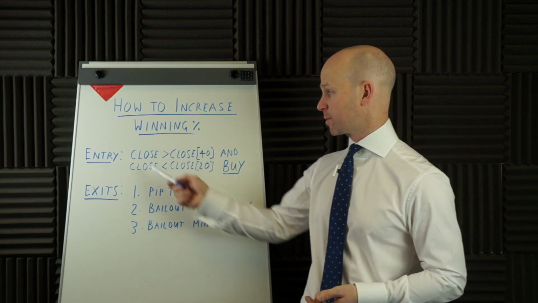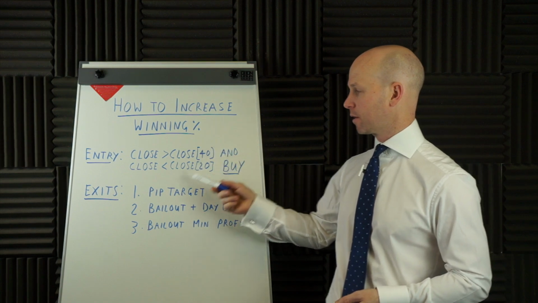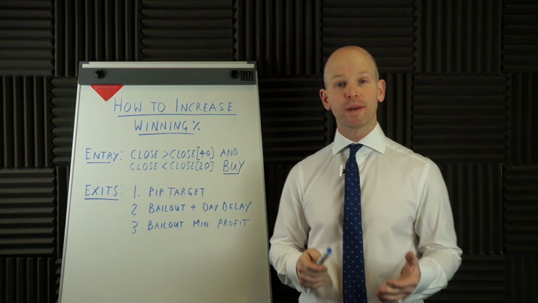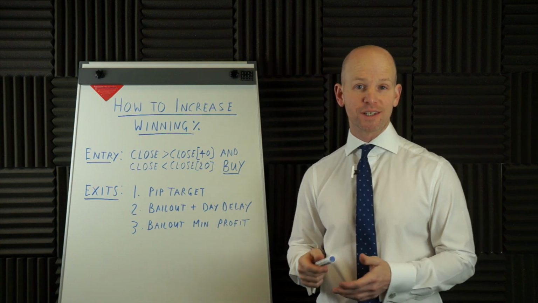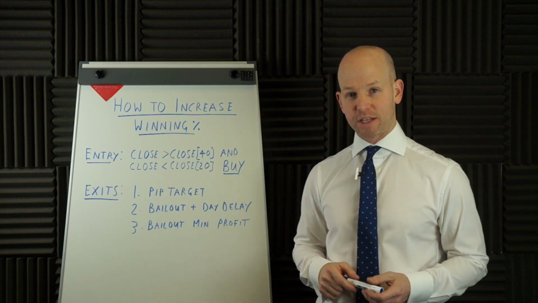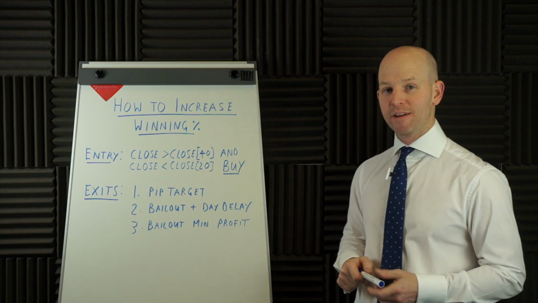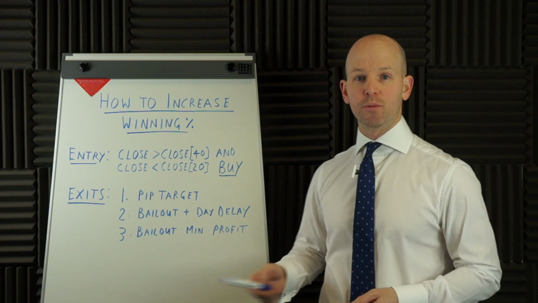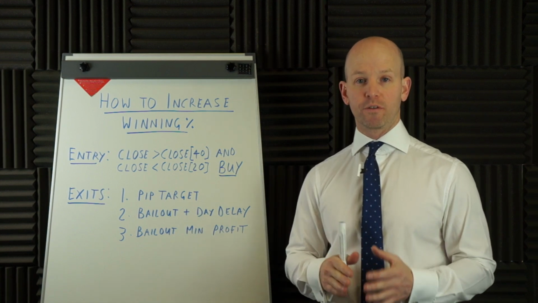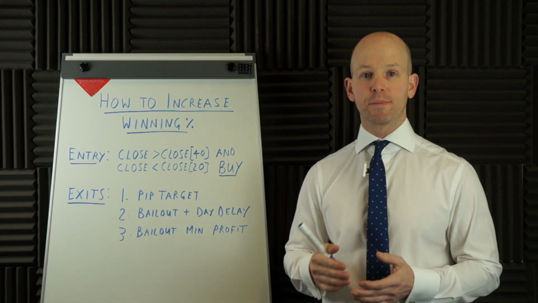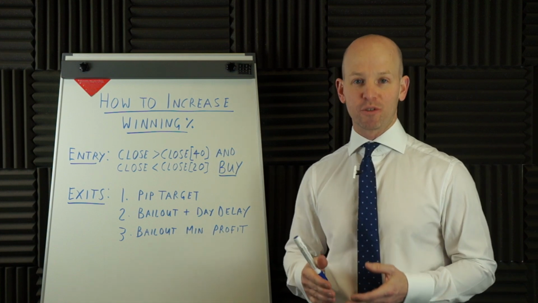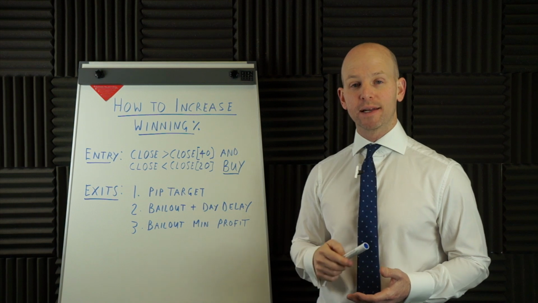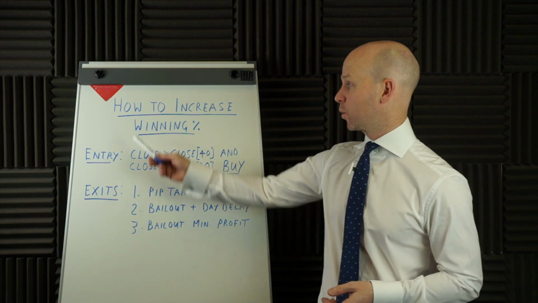So the close has to be less than the close 40 bars ago and the close greater than the close 20 bars ago. It's dead simple, but it actually works quite well, which you're going to see when we look at the performance report. So that entry stays the same. Now, exit number 1 is a simple pip target. You probably all know these. A simple profit target. Might be 20 pips, 80 pips, 200 pips. We're going to test that out.